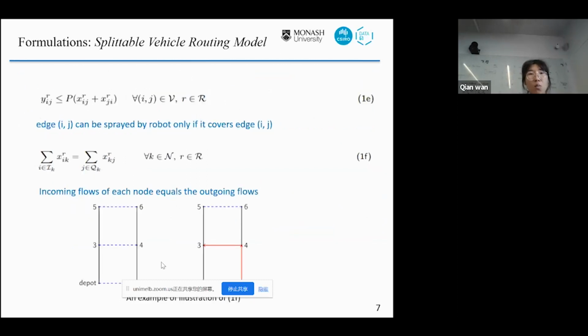And constraint 1e, we call it the link constraint. It means that edge ij can be sprayed by a robot only if it covers edge ij. And the last, 1f, is the flow constraint. We make sure that the incoming flow of each node equals the outgoing flow.